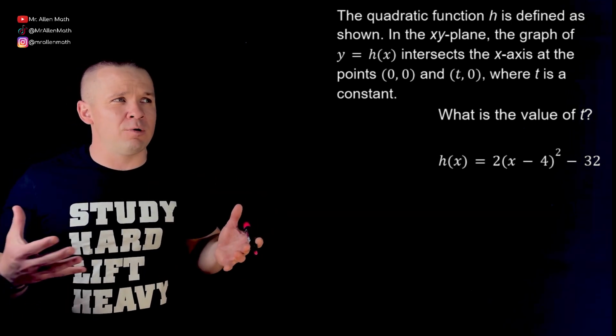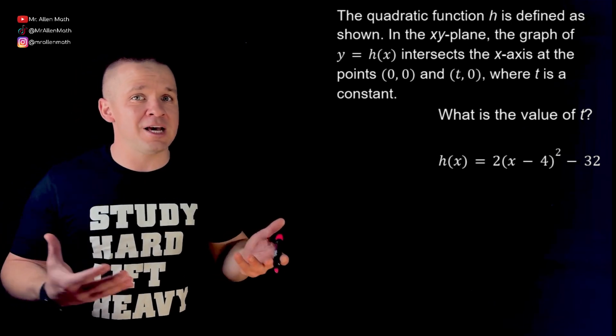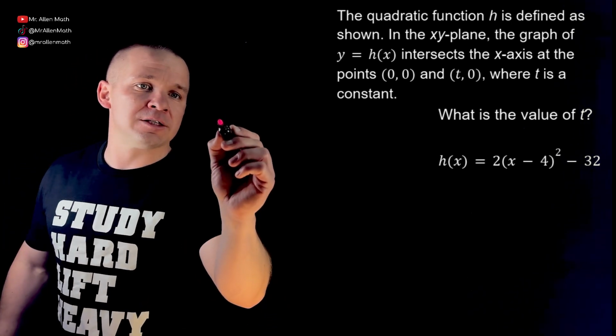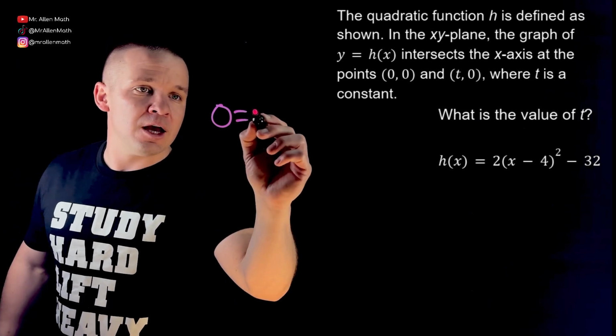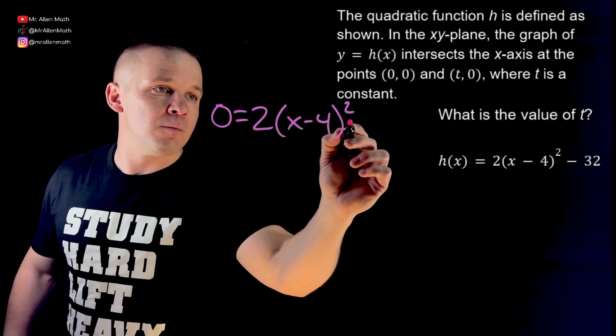So how do we do that with quadratics? Well, really with any function, if we want to know where it crosses the x-axis, my x-intercepts, we're going to set it equal to 0. So let's do that. I'll take 0 equals 2 parentheses, x minus 4 quantity squared minus 32.